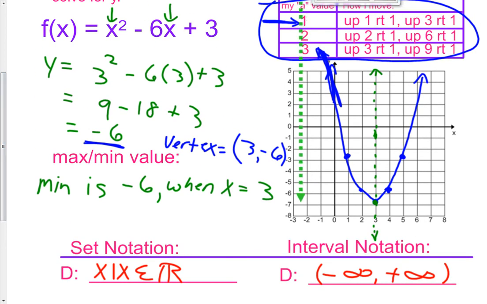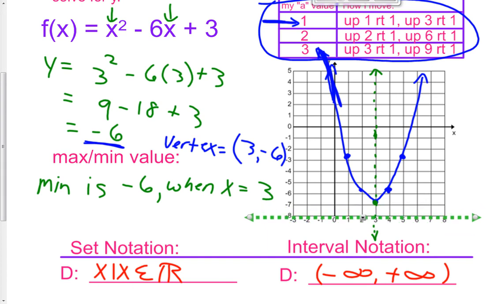Our range is different. So our range, we talk about going from bottom to top. So our lowest possible value is the y-coordinate of the axis of symmetry, or of the vertex, which was a negative 6.